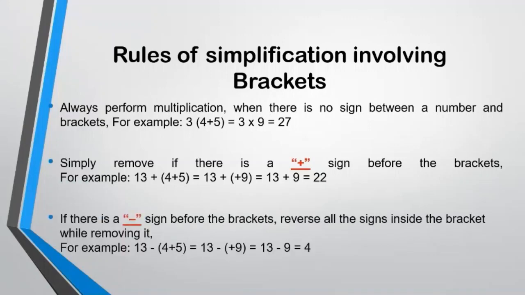The third and the final one. If there is a minus sign before the brackets, we have to reverse all the signs inside the bracket while also removing the minus sign. For example, 13 minus in brackets 4 plus 5, which equals 13 minus in brackets plus 9, and plus 9 is equal to 9 only. So then we will simplify that to 13 minus 9, and 13 minus 9 is equal to 4.